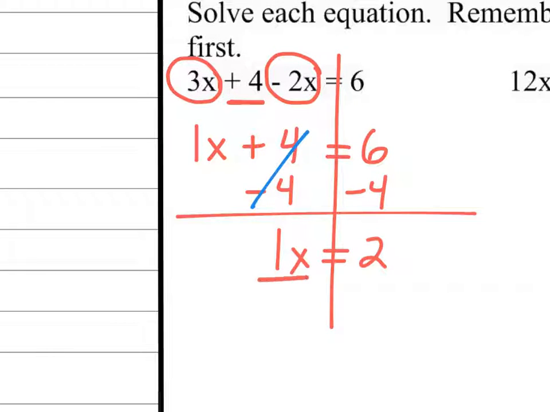You can divide by 1 because 1 is being multiplied, since it's right next to the variable. And x is still equal to 2.